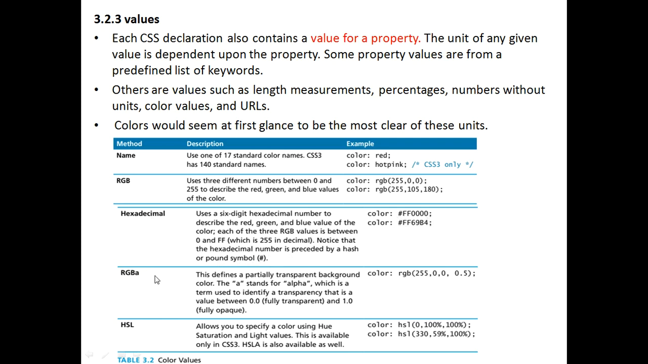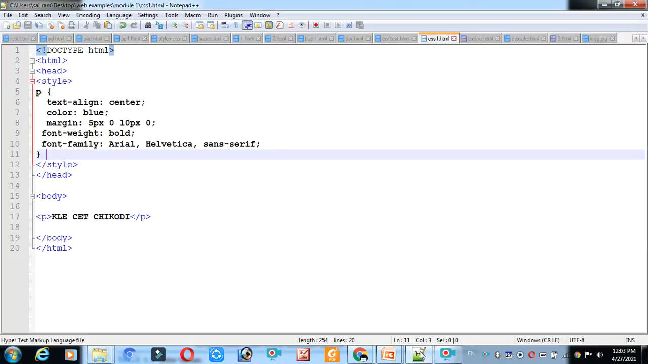And here A represents the alpha value, or transparency we can say. Again HSL, hue saturation lightness, can be used here. We will have some examples on this, on how the colors can be represented.